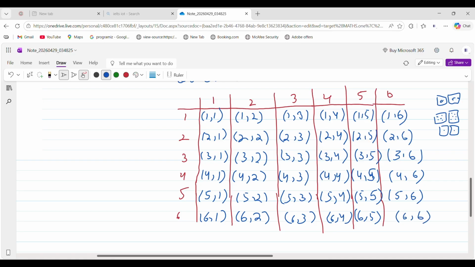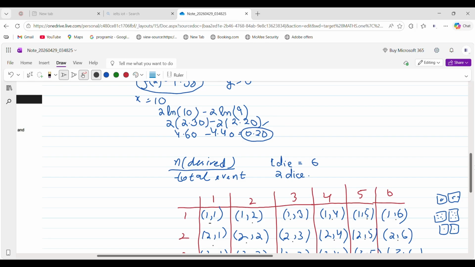Now if I count my total number of outcomes, this pair can come 1 pair, 2, 3, 4, 5, 6, 7, 8, 9, 10, up to 36. So your total number of outcomes can be 36 in the 2 dice. Your formula for finding the probability is the desired number of events over the total number of events. So your total number of events for 2 dice has already come out 36.